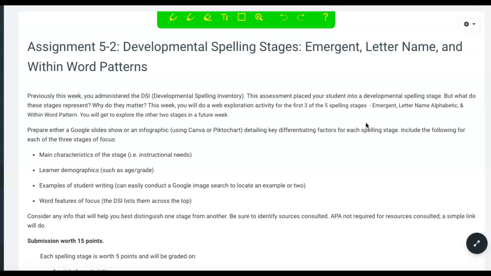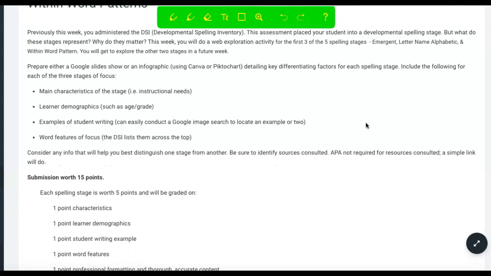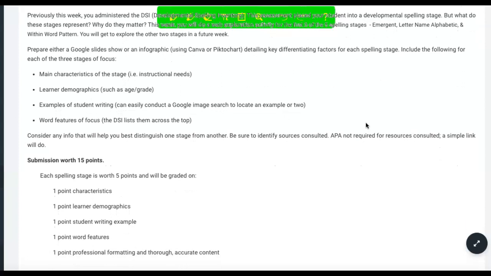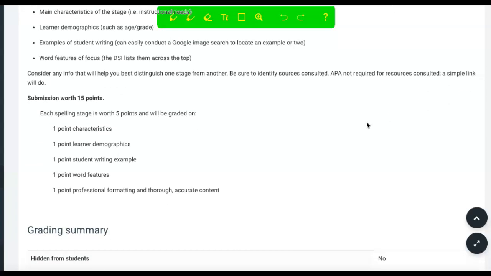Next are the developmental spelling stages: emergent, letter name, and within word patterns. So you're going to look at that developmental spelling inventory and figure out which stage your tutor is in. Again, the directions are clearly laid out. If you have any questions whatsoever, please ask me. Here is the rubric.